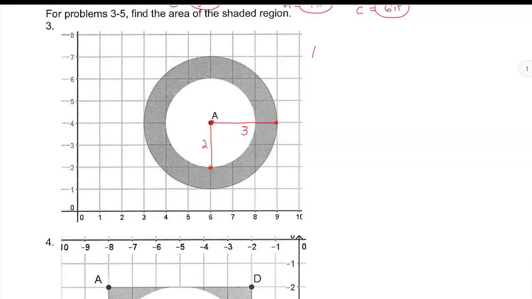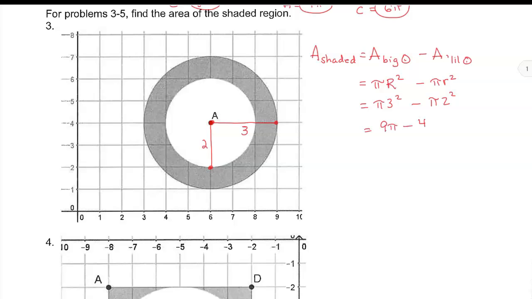So this is my thinking. The area of the shaded region is the area of the big circle minus the area of the little circle. And both of those are pi r squared formulas. So maybe I'll write pi with a big R squared for the big circle and pi with a lowercase r squared for the little circle. The big radius is 3 and the small radius is 2. That's 9 pi minus 4 pi, which is 5 pi.